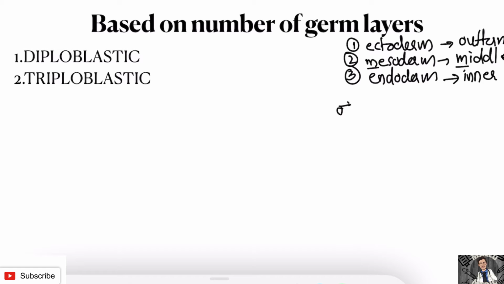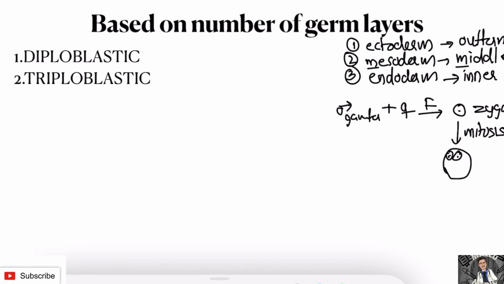You know the male and the female gametes fuse, which is fertilization, to form a zygote. Once the zygote is formed, it undergoes repeated mitosis, enlarges in size, and divides to form several cells. Am I right? Then we call it an embryo. This embryo undergoes differentiation either to become 2-layered or 3-layered. If it is 2-layered, then we call it diploblastic.